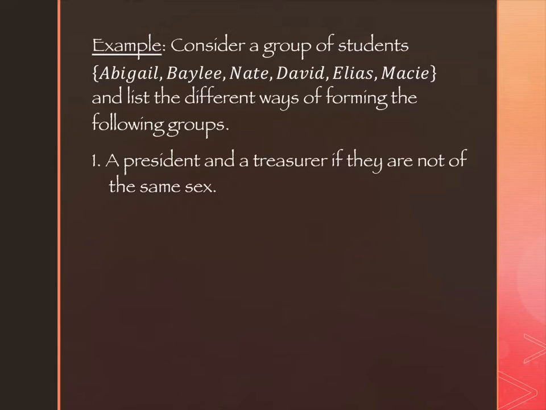For example, on number 1, we're asked to create a grouping of a president and a treasurer, and it says that they're not both of the same sex. So we can't have 2 men, we can't have 2 women, it's going to be one of each, but they could hold either position. So I've specifically chosen names that are different on the first letter so we can abbreviate them with their first initial. So Abigail would be a girl, Bailey is a girl, Nate is a boy, David's a boy, Elias is a boy, and then Macy is a girl.